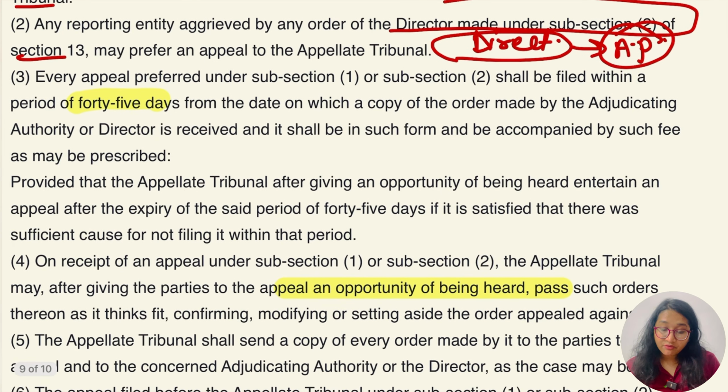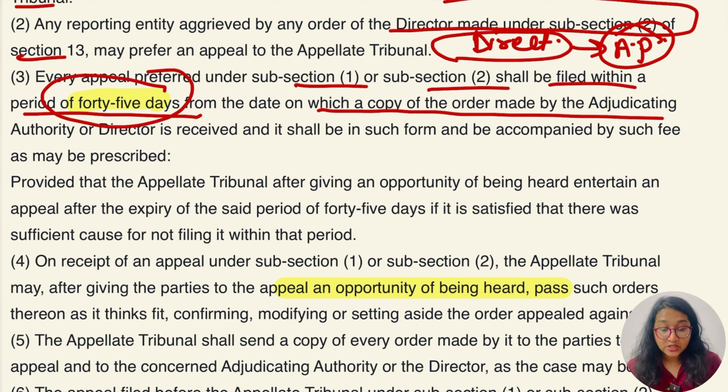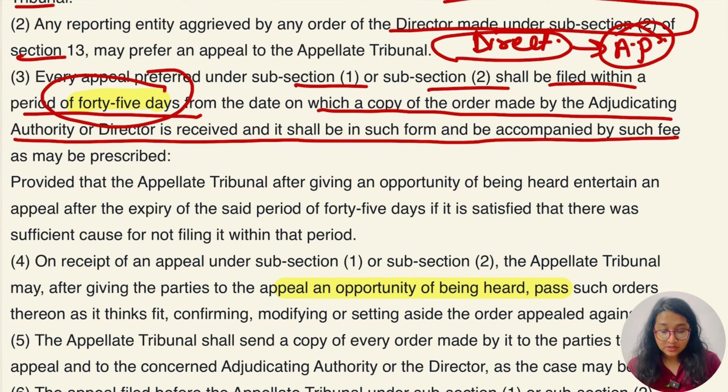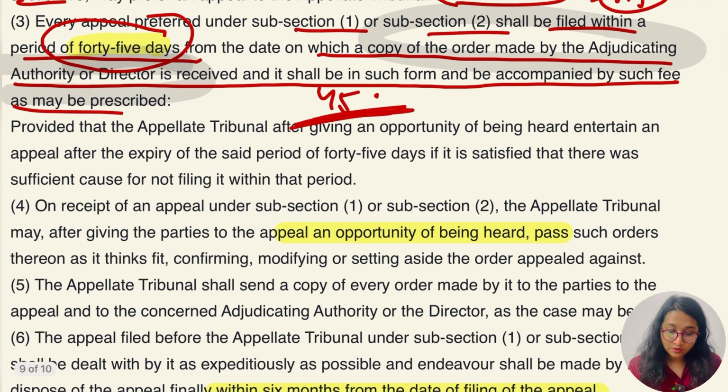Let's go: every appeal preferred under subsection 1 or subsection 2 shall be filed within how many days? This is important for MCQ. 45 days from the date on which a copy of the order made by the Adjudicating Authority or director is received, and shall be in such form accompanied by fees as may be prescribed. So, within how many days? Within 45 days from the date the order made by the Adjudicating Authority or director is received. Hope this point was clear.